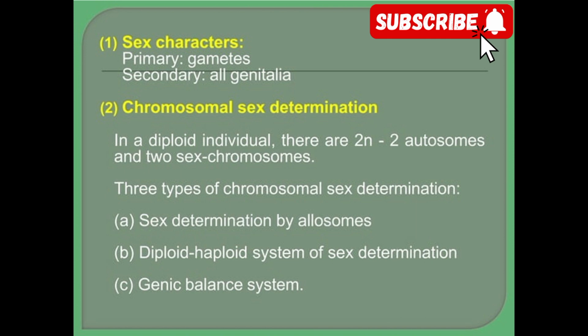Now chromosomal sex determination. A diploid individual, represented by 2n, has two types of chromosomes, autosomes and sex chromosomes. There are three types of chromosomal sex determination: sex determination on the basis of sex chromosomes or allosomes, the diploid haploid system of sex determination, and the genic balance system, which is also known as the genic balance system of Drosophila.